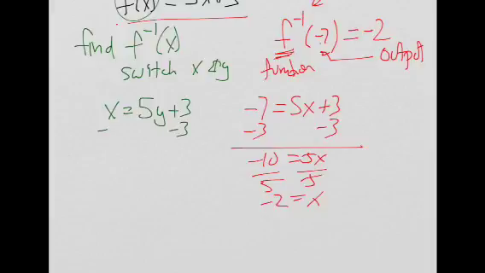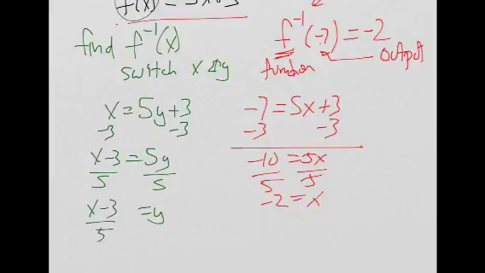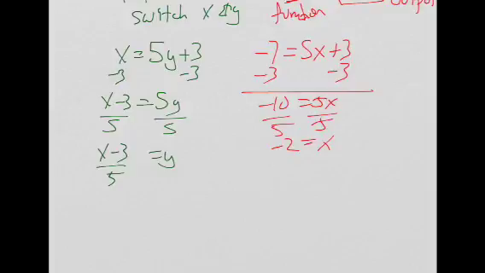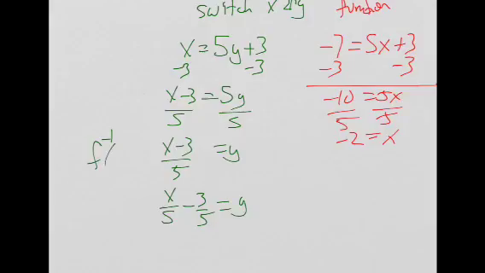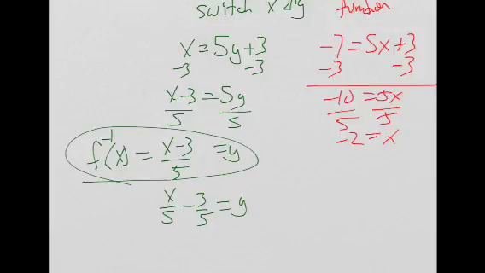I'm going to subtract 3 from both sides. X minus 3 equals 5y. I'm going to divide by 5. So I'm going to get x minus 3 over 5. Or, if you prefer, I can say x over 5 minus 3 over 5 equals y. But either way, that's my inverse function. That's my f inverse of x, is x minus 3 over 5.